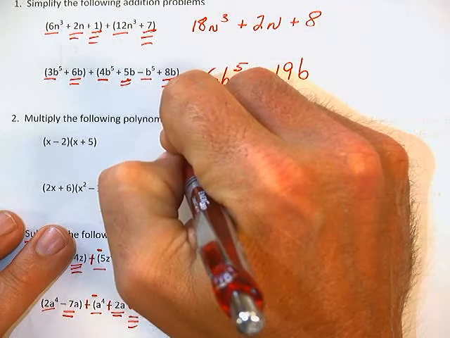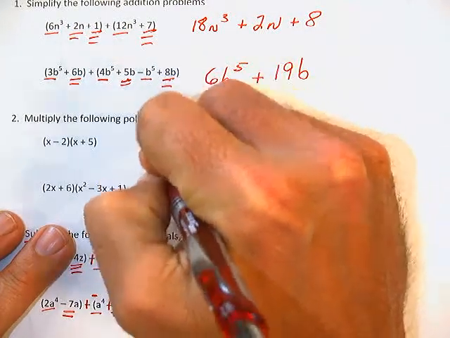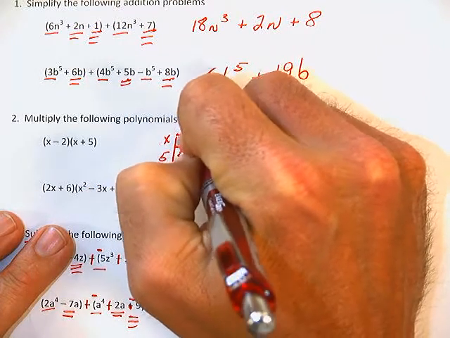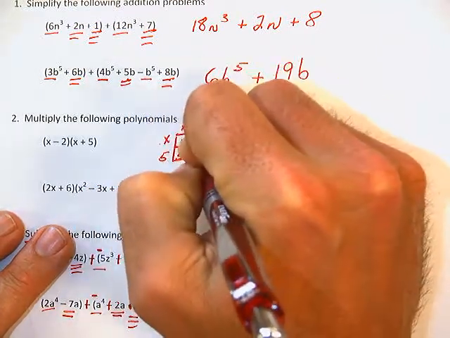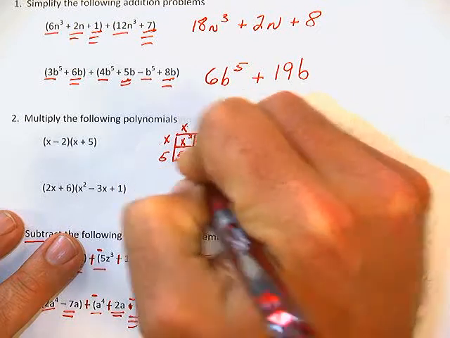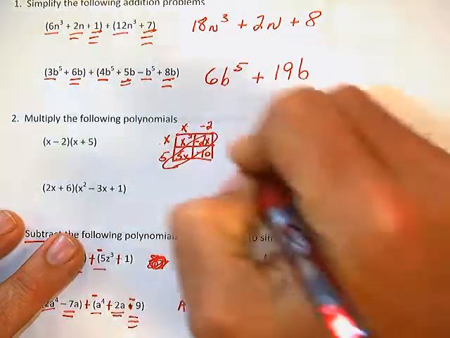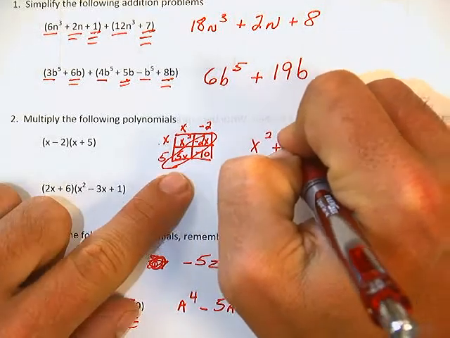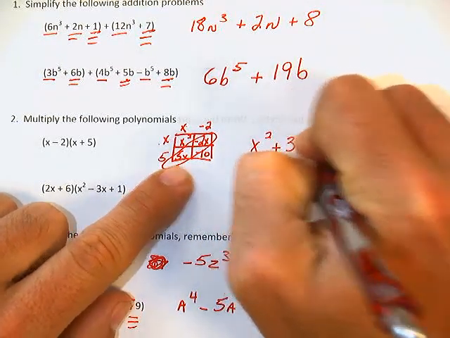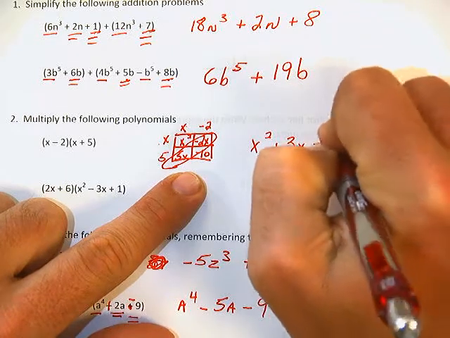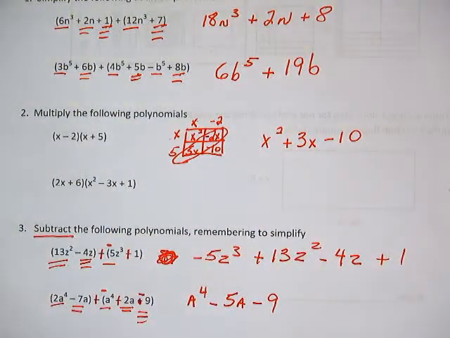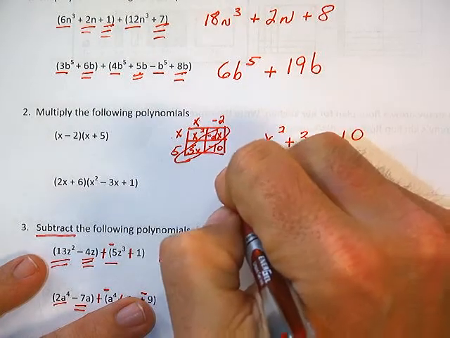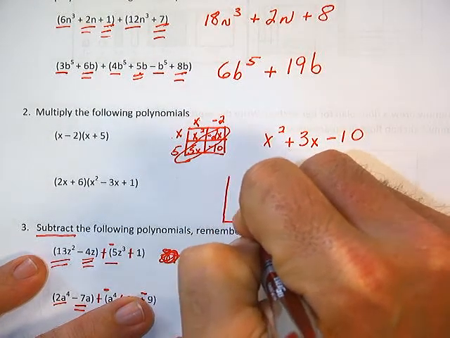X times x is x squared. X times 5 is 5x. Negative 2 times x is negative 2x. And negative 2 times 5 is negative 10. Combine the like terms. I have x squared plus 5 minus 2 is 3x minus 10. Now, in the second one, we have a binomial times a trinomial.